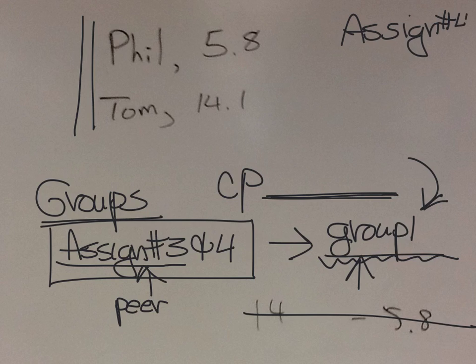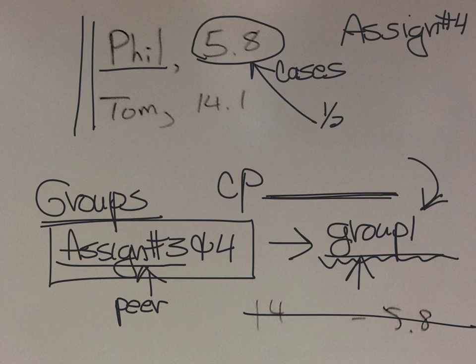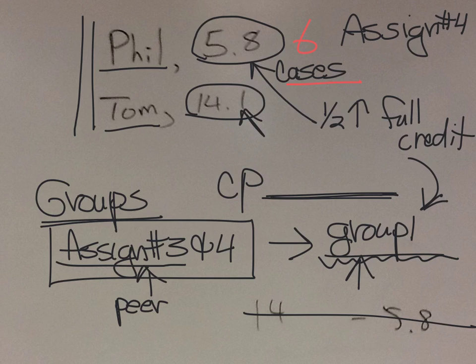And then assignment 4. Some people had some questions. For example, Phil returned 5.8 cases. Okay? So, if you returned a half or more of a case, you get full credit. So Phil should get reimbursed for 6 cases. Now Tom, he returned 14.1. Well, 0.1's not over half, so he's going to get reimbursed for 14 cases.